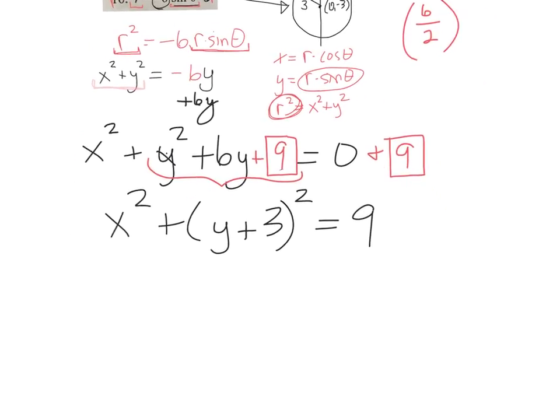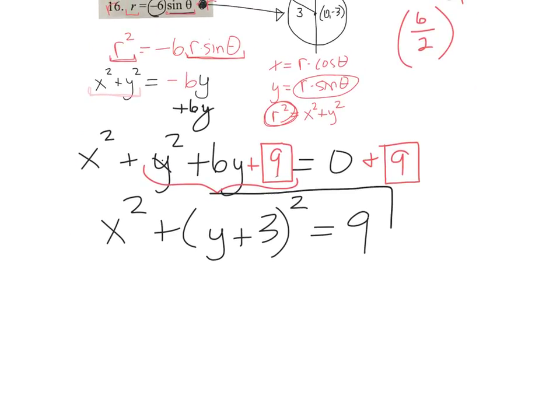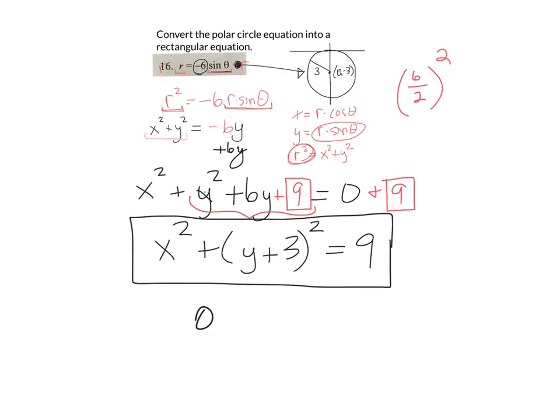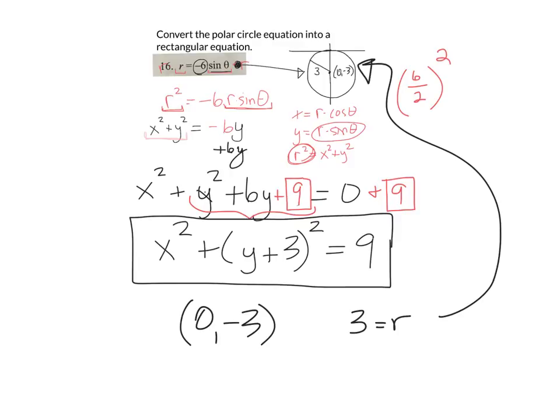Now this is in fact a circle equation where you can clearly identify the radius and the center, which in this case are 0, -3 as the center, and 3 is the radius, which is exactly what we started off with up there in polar form.